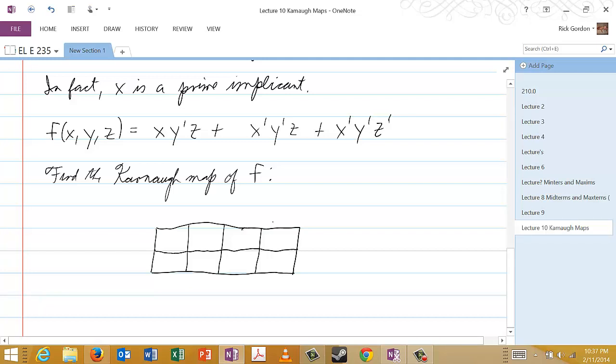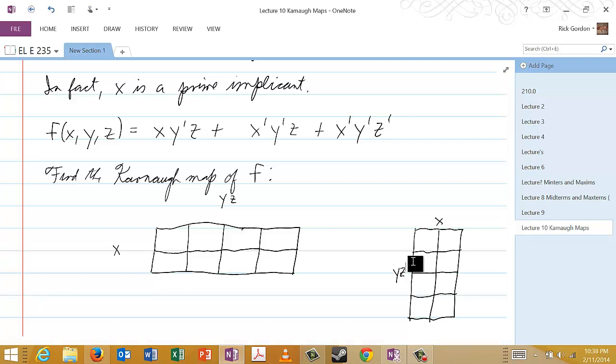Now, I choose to write a Karnaugh map for a 3-variable function in the way that I've shown here. And I will label this vertical axis as x and the horizontal axis as yz. Your book would simply do it like this. They would label the horizontal axis x and the vertical axis yz. But you can see that that's just a 90-degree rotation of what I'm doing.